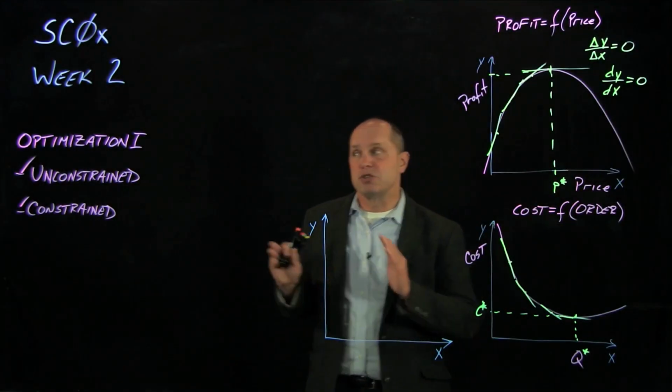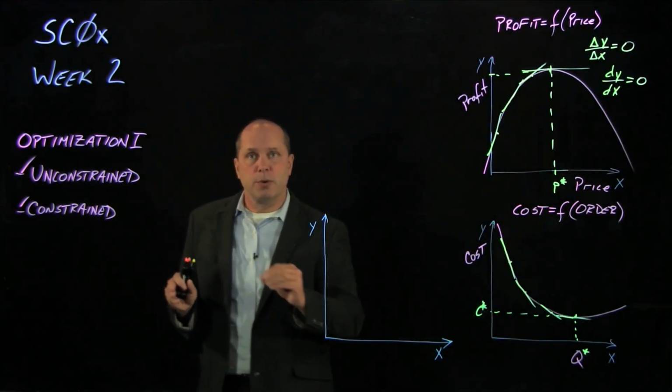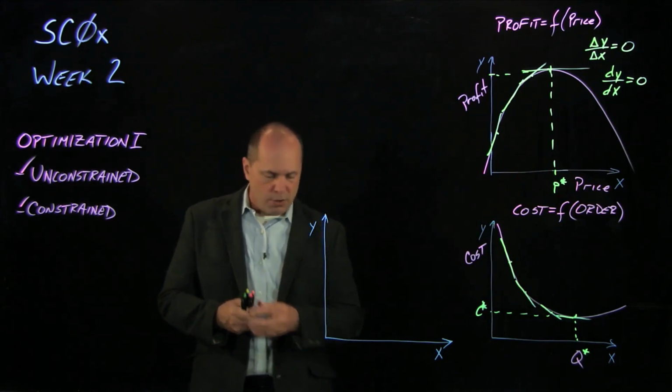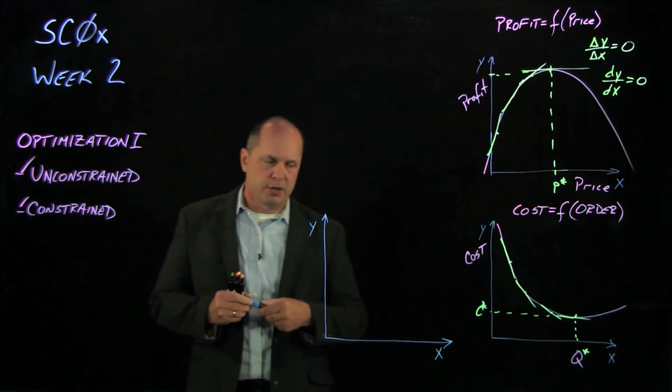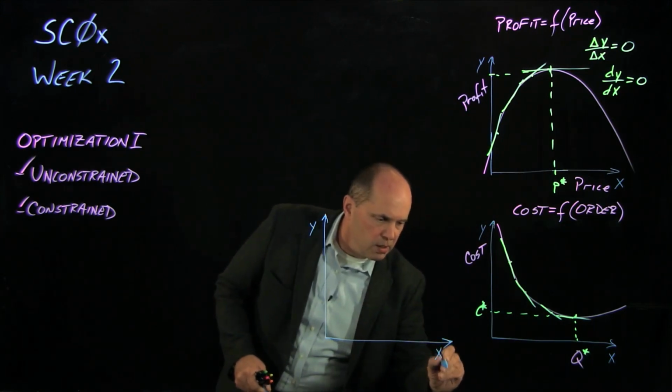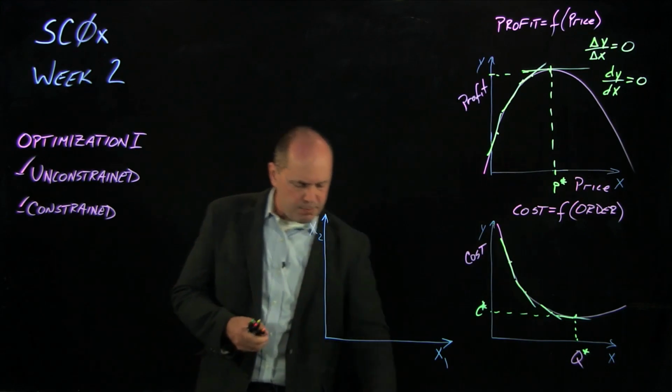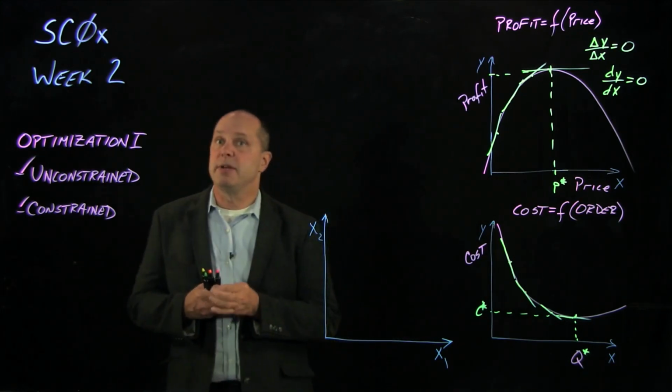Now we're going to move into constrained optimization. And what we're doing here is constraining the space. And so typically, you're going to have 2 different variables here. You're going to have an x1 and an x2. And so let me give you an example of one that you'll see that's very common.